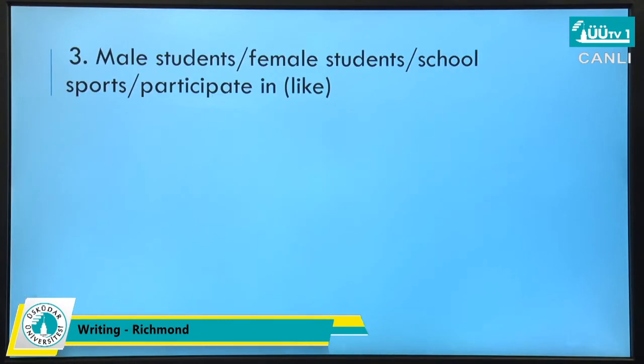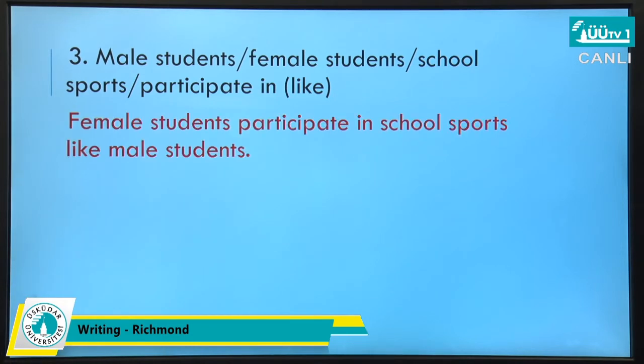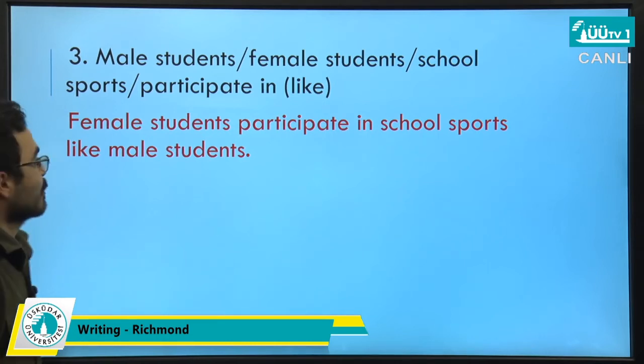So, male students, female students, school sports, participate in, like, it says. Male students, and let's use like here. Female students participate in school sports like male students, right? We can say this. Or male students like female students, okay. This is enough. Female students participate in school sports like male students.